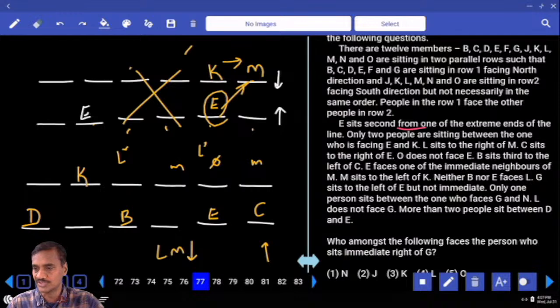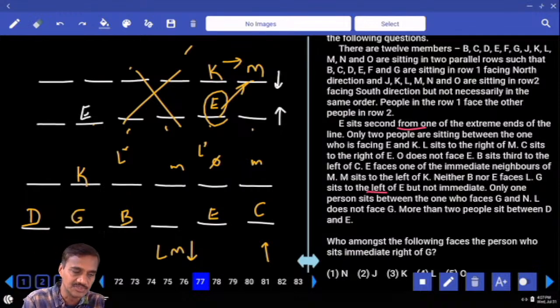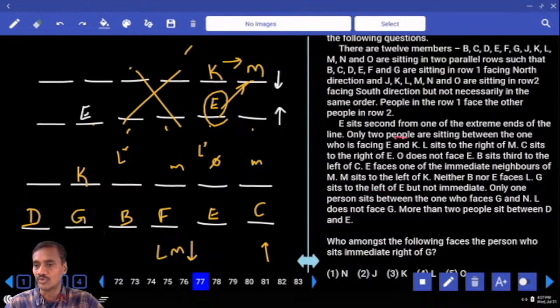And G, whatever this G here, G sits to the left of E but not immediate. Now G must be here. Now who is the person left? F is the person left over. Then coming back to this one, only 2 people between E and K.